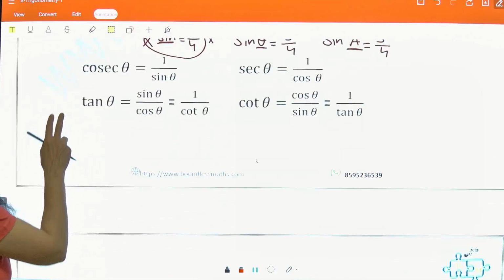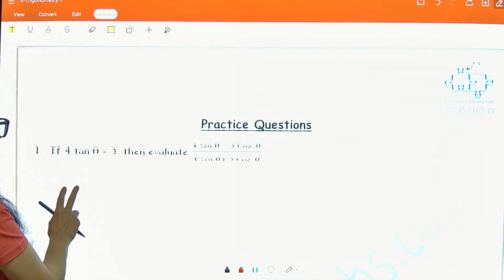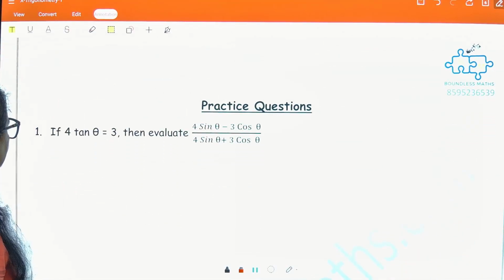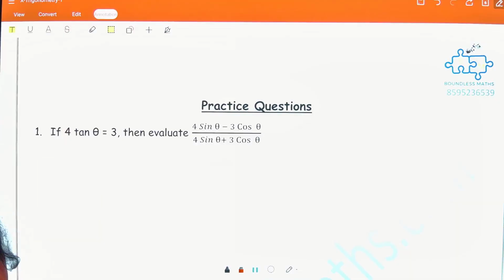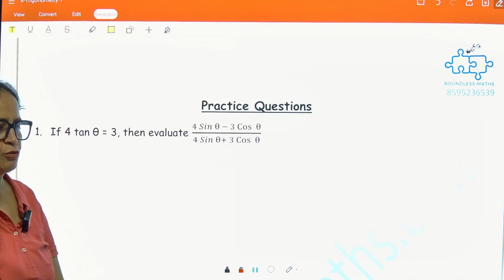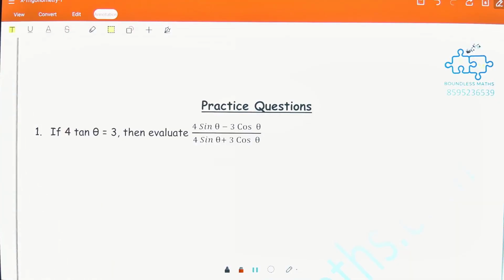Now let's look at few examples related to this concept. The first question is, if 4 tan theta is 3, then evaluate this expression. Now you are given tan theta. Think how to solve this question. If you can make out something, pause this video and attempt the question on your own. If you need help, I am here to help you.